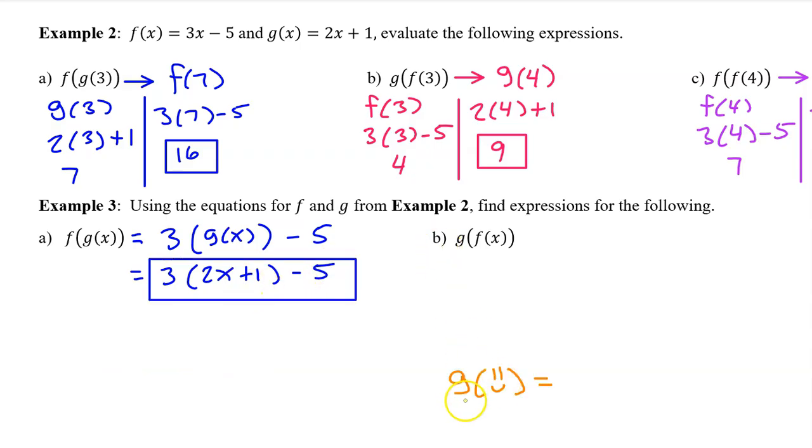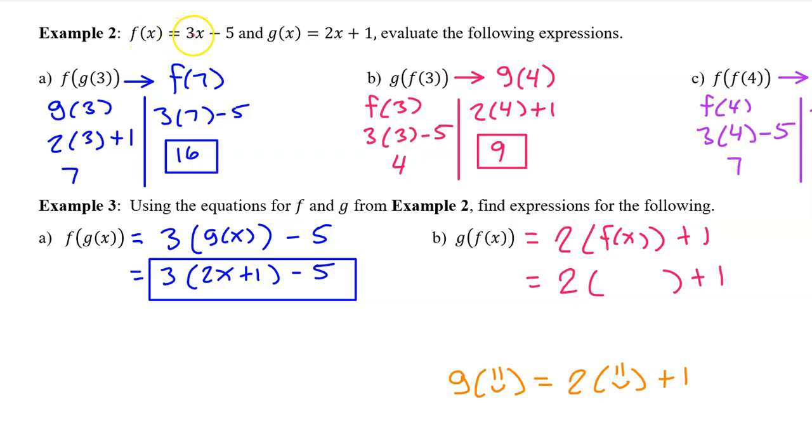For part B, think about what g at smiley face will be. G at x is 2x plus 1. So g at smiley face will be 2 times smiley face plus 1. Therefore, g at f of x will be 2 times f of x plus 1. F of x is the smiley face. But we know that f of x is 3x minus 5. So this will be 2 times (3x minus 5) plus 1.